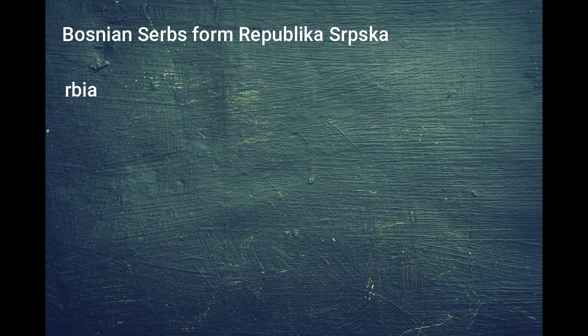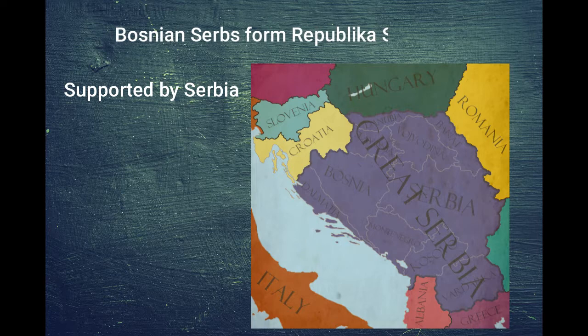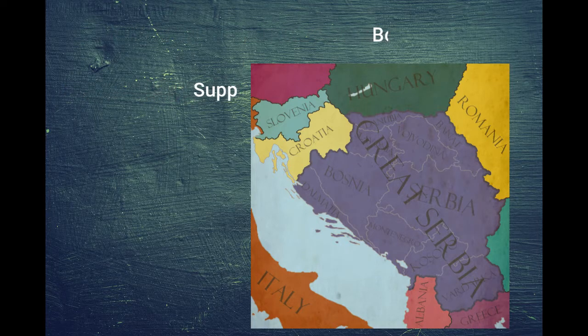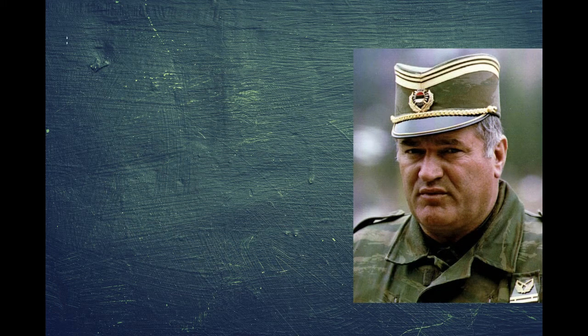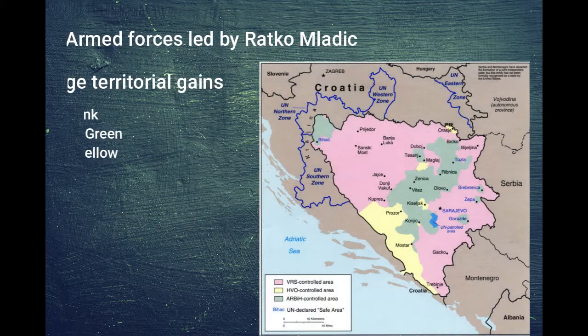Neighboring Serbia was more than happy to support their ethnic brethren and provide material support along with direct support of the Yugoslav army. Serbia also had ambitions of a greater Serbia, with the vision of that bringing all ethnic Serbs under one flag. This vision was largely supported among Bosnian Serbs as well. The Bosnian Serb army was led by General Ratko Mladic, and they made rapid gains, securing large swaths of territory, and they ultimately ended up controlling around 2/3 of Bosnia.